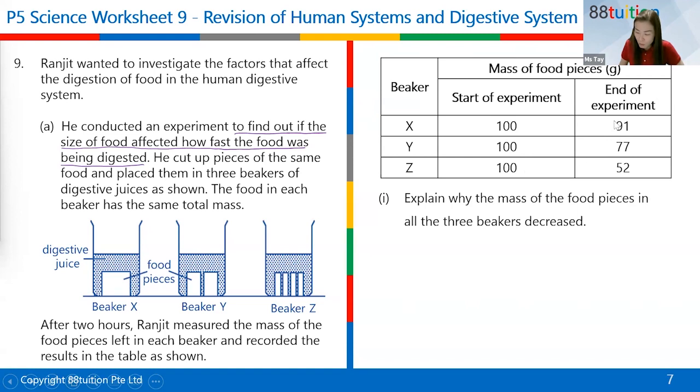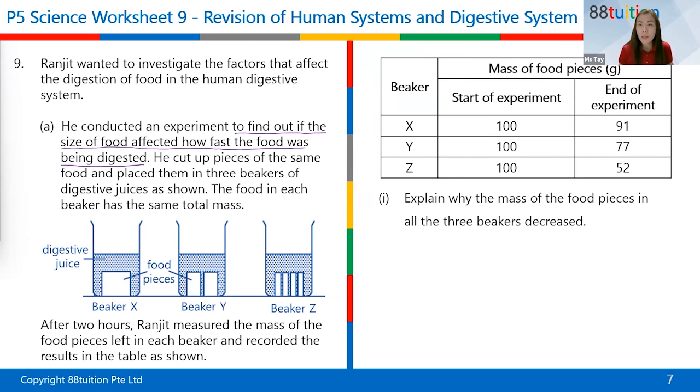After some time, like 2 hours, in beaker X, 91 grams of food is left. Beaker Y, 77 grams of food is left, and then beaker Z, 52 grams of food is left. Okay, so Gordon typed in his answer. Thank you, Gordon. There was digestive juices in all the beakers, and the juices digested the food in each beaker. All right. Okay, I like your answer.